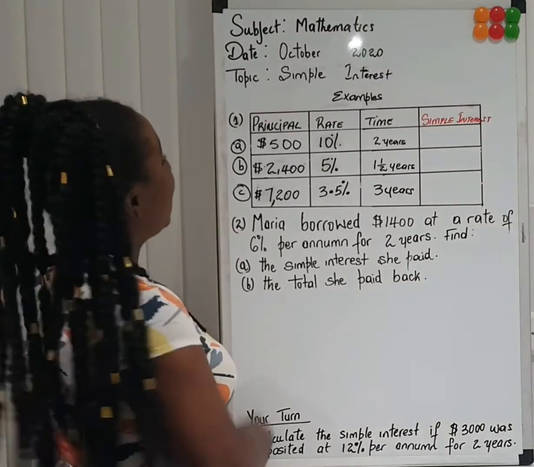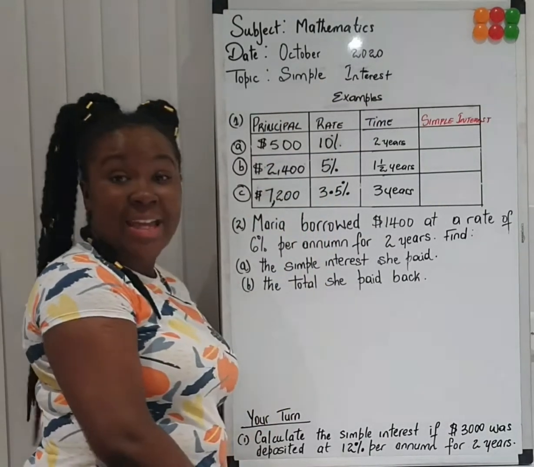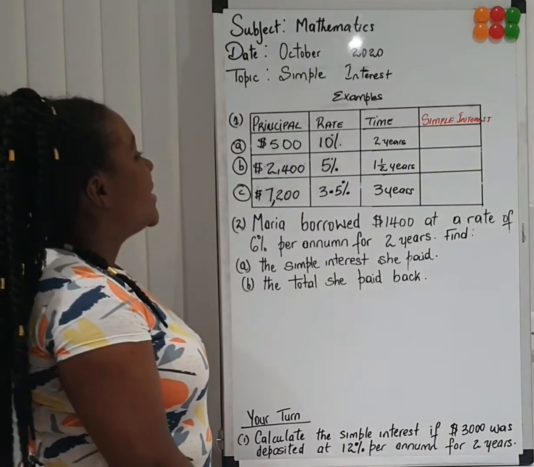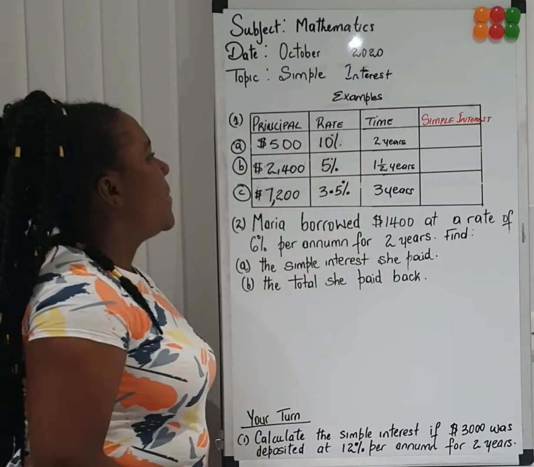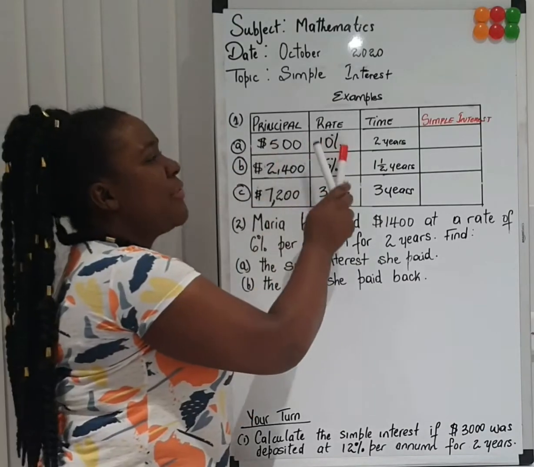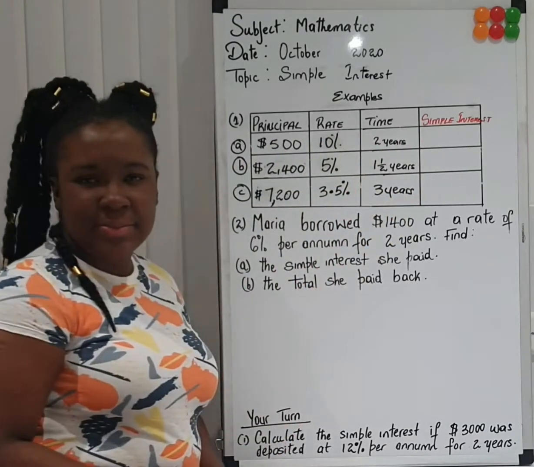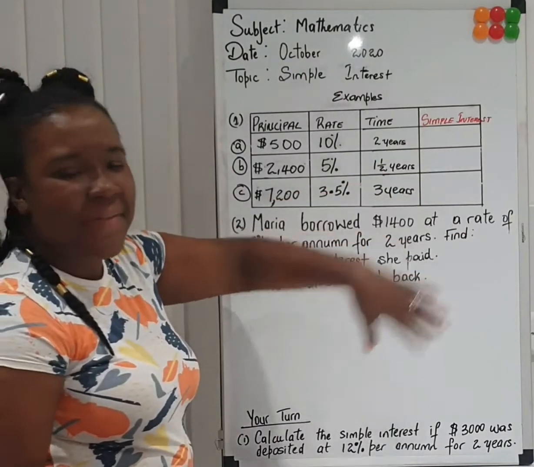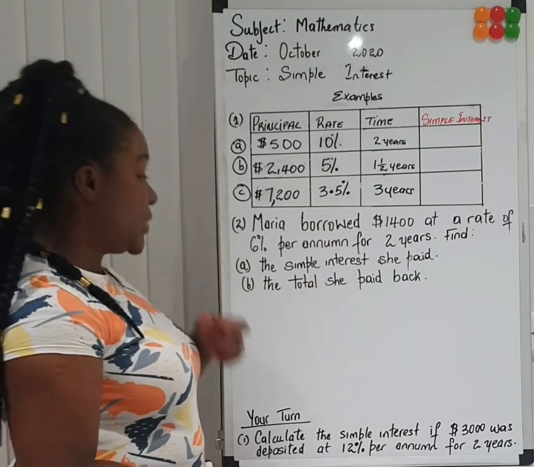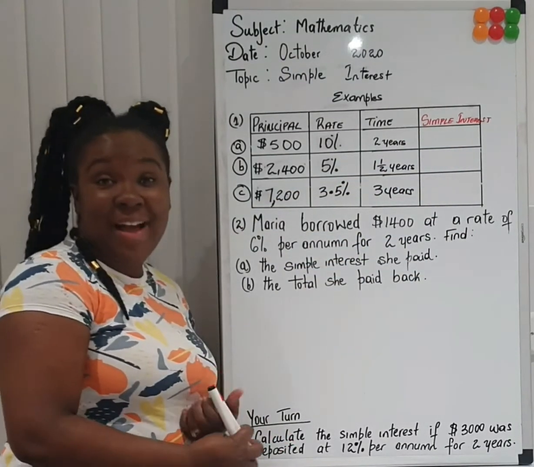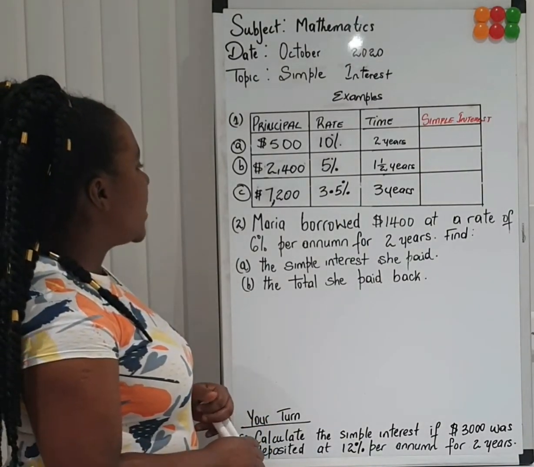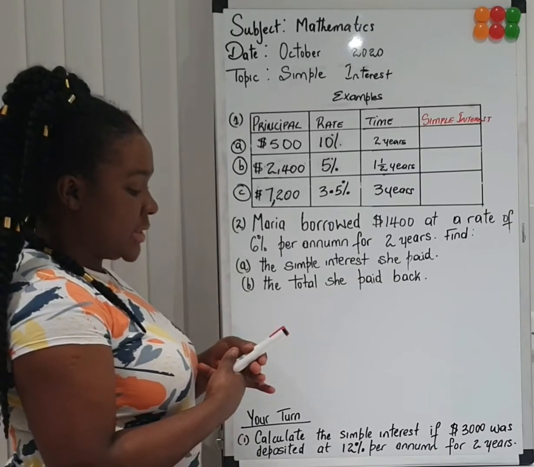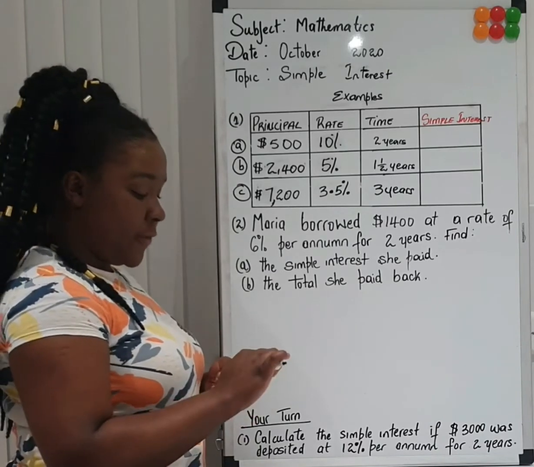And today we'll be looking at the topic simple interest. Alright, so we have here a table, and basically we have our principal, rate, time and our simple interest. We're going to be filling in that, and we have a number 2 question, and we definitely have your turn. Alright, so what we're going to go ahead and do is start off by writing down our formula for simple interest.